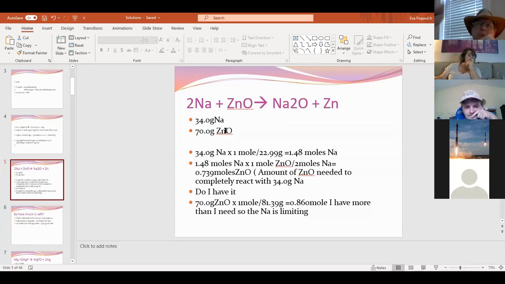So I'm going to find out how many moles of zinc oxide I have by multiplying it by 1 mole over the molecular weight of zinc oxide, which is 81.39. So I do that division out. I get that I have 0.860 moles of zinc oxide. I need 0.739. Do I have enough? Yes, you have enough. If I have enough, then the sodium is the limiting reagent.